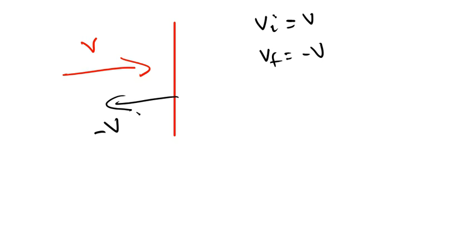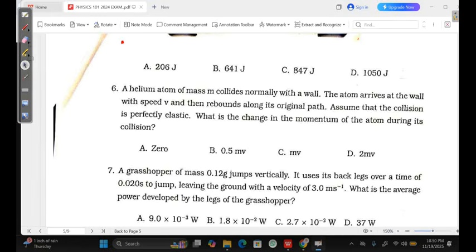Now here is the question, guys. A helium atom of mass m collides normally with a wall. The atom arrives at the wall with a speed v and then rebounds along the original path. So the same path, but it rebounds, meaning it was now going in the opposite direction, with the same velocity as the initial, but in the opposite direction. That's why it's negative. Assume that the collision is perfectly elastic.